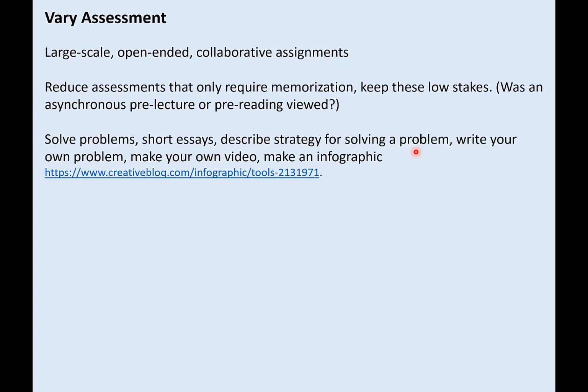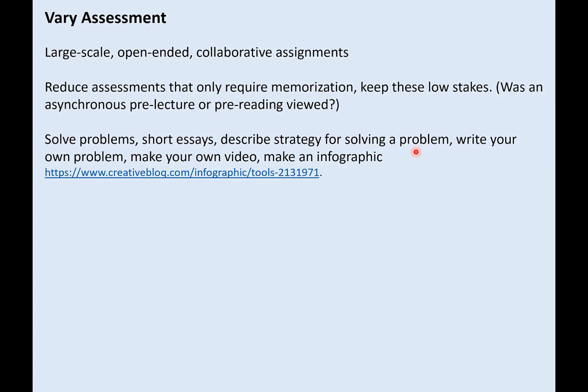You can ask students to write their own problems. Give them important constraints, like: use a pedigree, it has to have epistasis, in three generations. They're kind of creative, and it's a lot more fun for them than just doing that problem. You can ask students to make a video, or ask them to make an infographic. And here's just an article on different infographic tools that you might want to use.